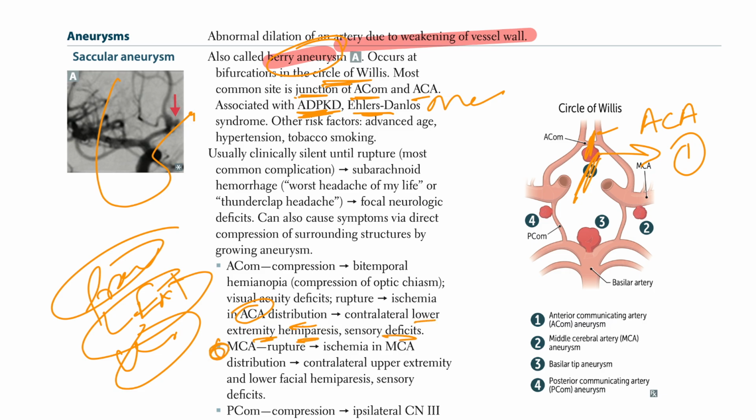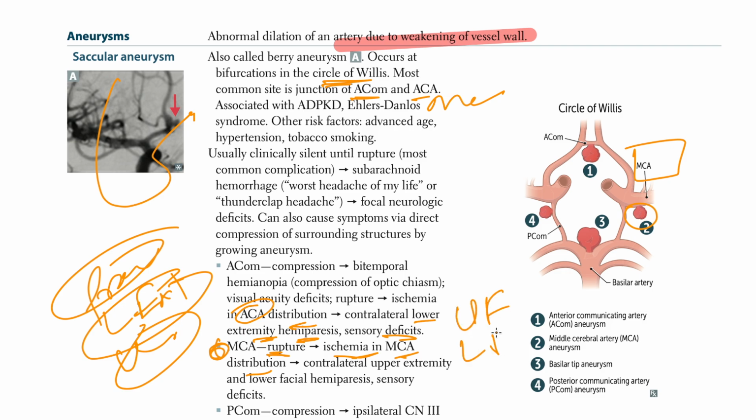With the ACA rupture, and MCA rupture, let's take a look at the picture. Here's the MCA, getting that aneurysm formation. And if there is an MCA rupture, it's going to cause ischemia in the MCA distribution. Again, MCA was all about your upper extremity and lower face. So here, upper extremity, lower face hemiparesis and sensory deficit.